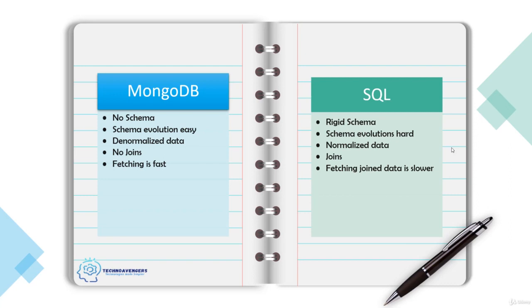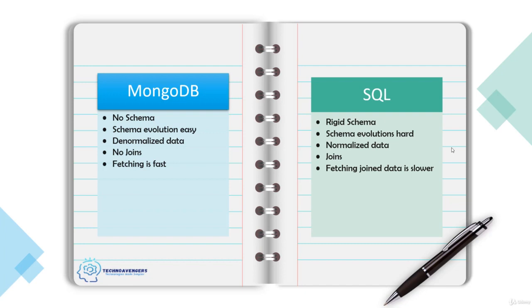Let's see what the differences are between MongoDB and the SQL database. The first very important one is that MongoDB doesn't have any schema, but in the SQL world we have a rigid schema, right? Second, schema evolution is easy in MongoDB because it has a flexible schema. But in the SQL world, schema evolution is very hard because whenever we want to add a new column or delete some column, it's a very hard task to do in the SQL world.